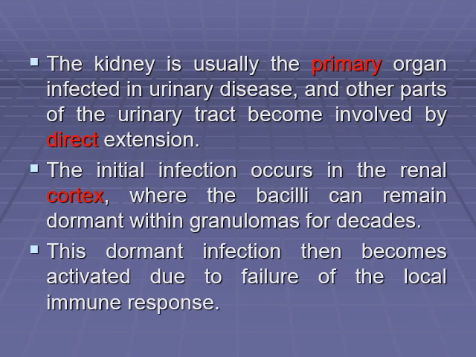So where is the primary organ in the urinary system? It is the kidney. The kidney is usually the primary organ infected in urinary disease, and other parts of the urinary tract become involved by direct extension. The initial infection occurs in the renal cortex, where the bacilli can remain dormant within the glomeruli for decades. This dormant infection then becomes activated due to failure of the local immune response.